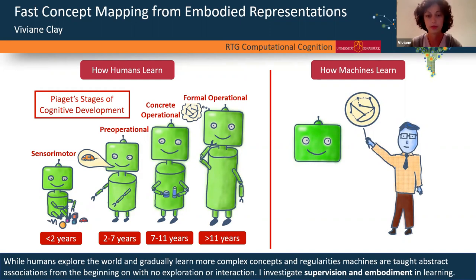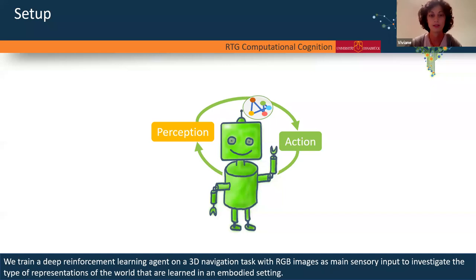And I will mainly focus on supervision and embodiment in learning and look at how the learning changes if we make them more similar to how humans learn. And for this, I use deep reinforcement learning. And I use the term embodiment in the sense that there's a closed loop between action and perception. So the perception at time t influences which action is taken, and this action then determines what the next perception will be.